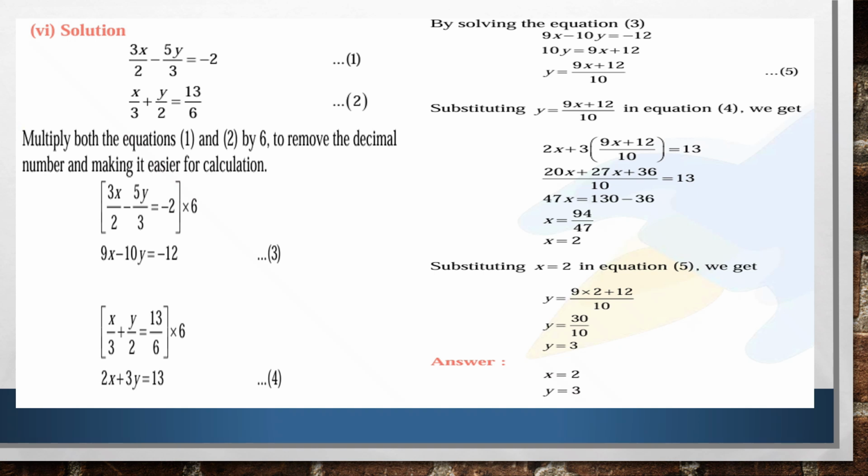The fifth one, take it as homework. I will discuss the sixth problem now. Let us discuss the last problem of exercise 3.2.